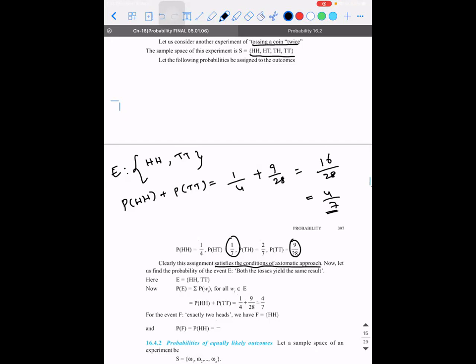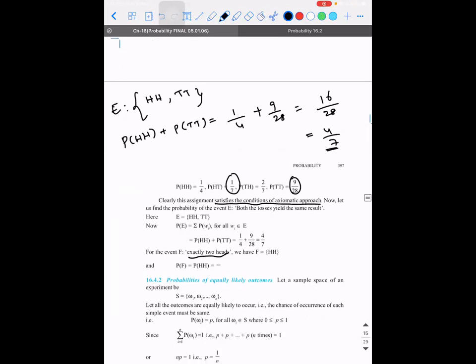Right. So event F, they have defined it like this: exactly 2 heads. So what is F, guys? Exactly 2 heads, so head head. What will be the probability of F? The probability of just getting a head and a head is 1 by 4. Right?